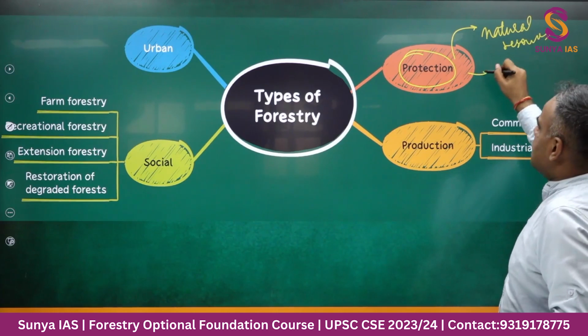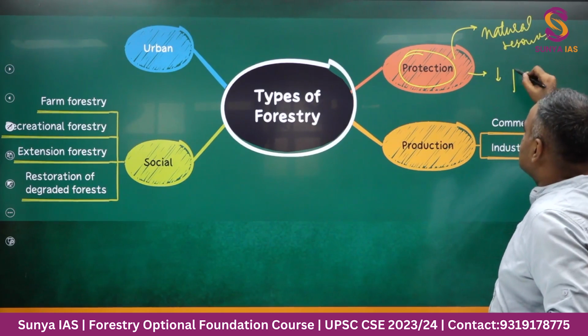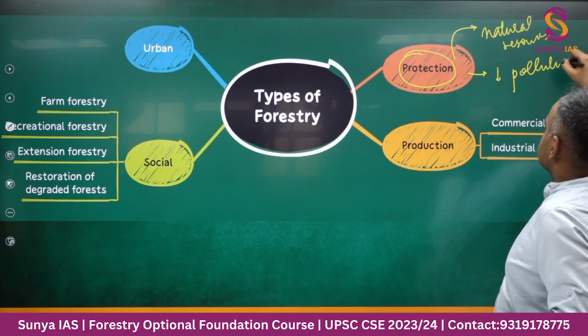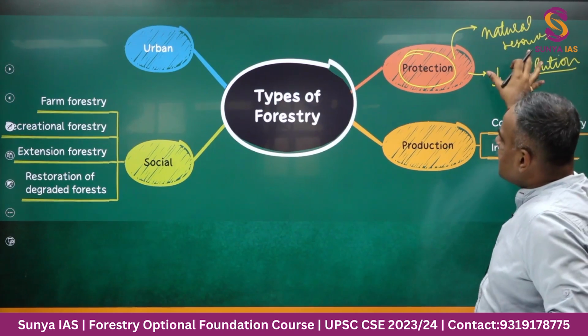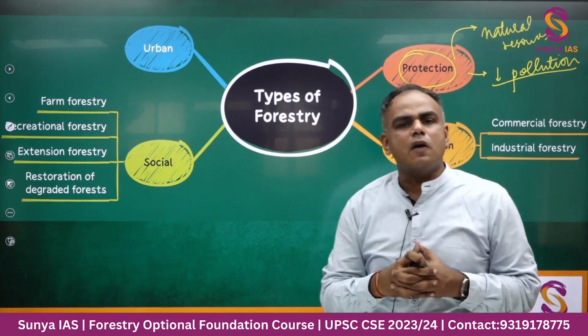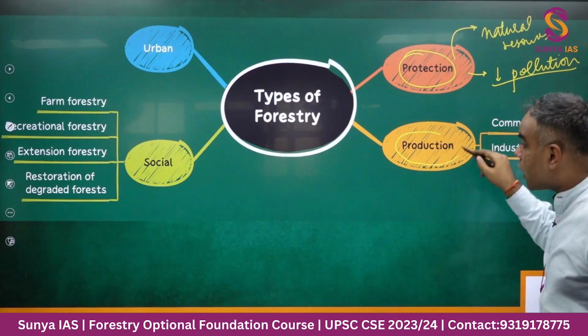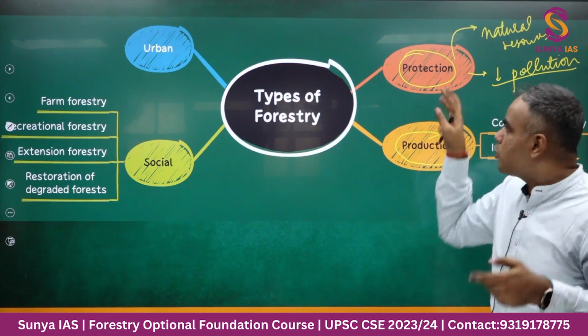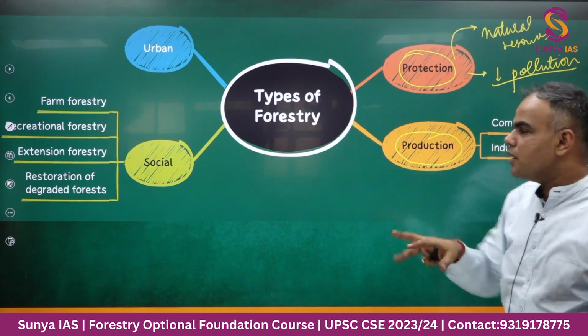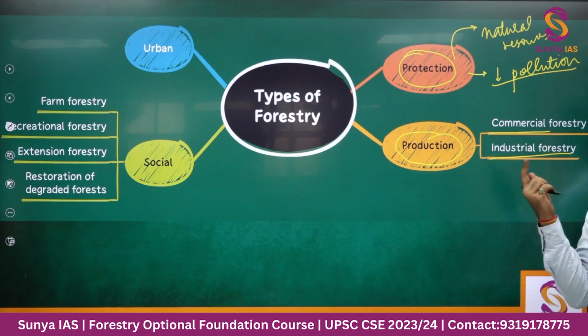So when you are planting trees or forests for the purpose of, let's say, reducing pollution, any goal which is linked to protection is the objective of protection forestry. Similarly, when I'm talking of production, think economics. Protection, think environment. There can be commercial forestry and industrial forestry here as well, right?